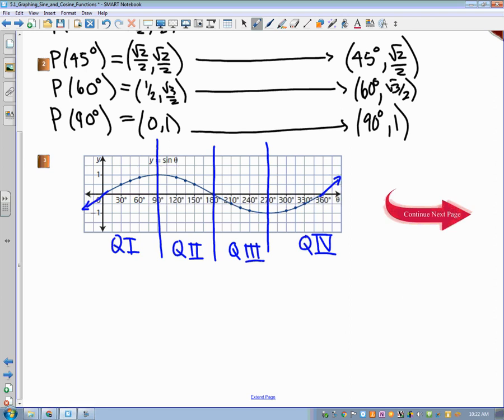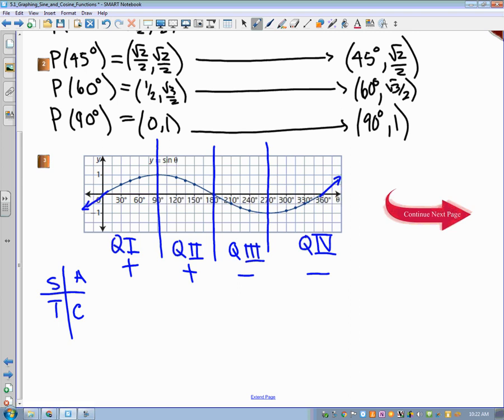Now, according to CAST, I'll write it down here, when we look at quadrant 1, the sine should be positive. In quadrant 2, sine should be positive. In quadrant 3, sine should be negative. And in quadrant 4, sine should be negative. And our graph shows that to be true.